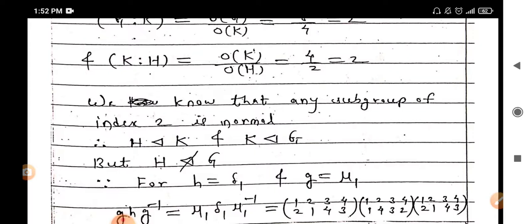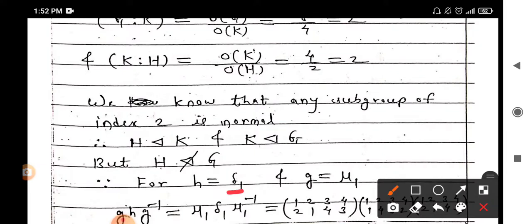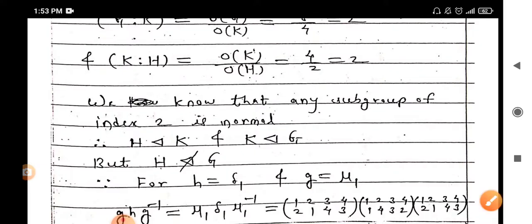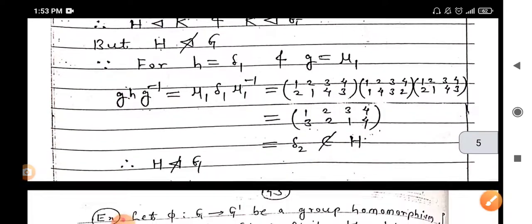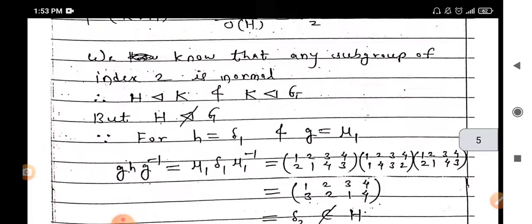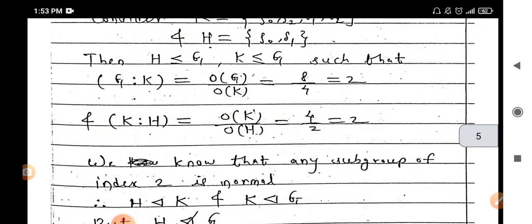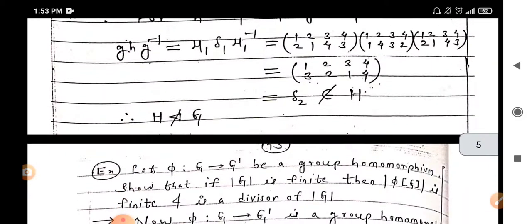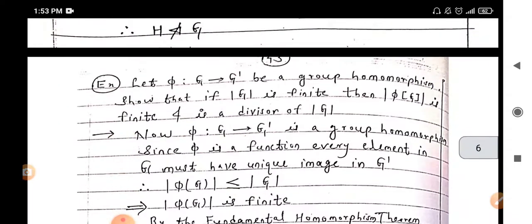Why? If we choose h equals delta 1, g equals mu 1, then ghg inverse, which is mu 1 delta 1 mu 1 inverse, equals delta 2, but delta 2 is not in the subgroup H. Therefore H is not normal in G. Therefore we say that transitivity for the normality criteria does not hold.